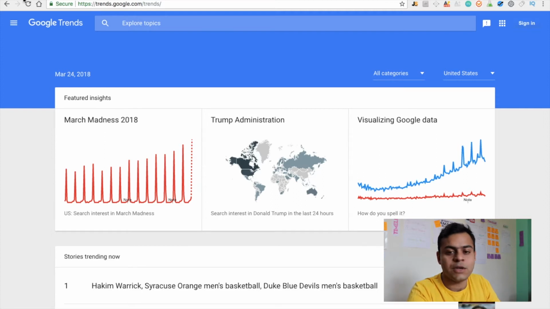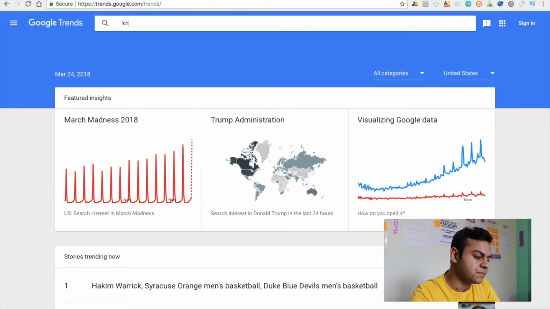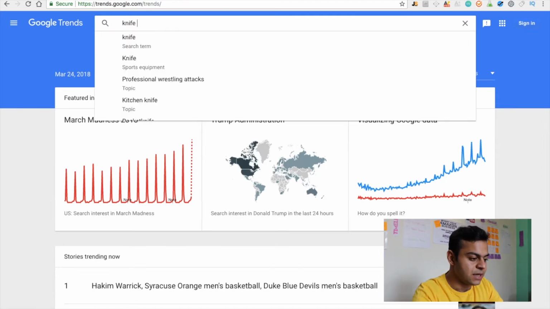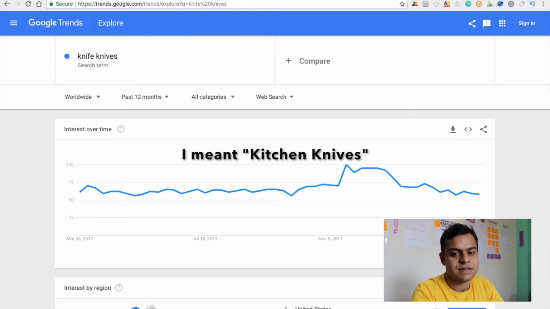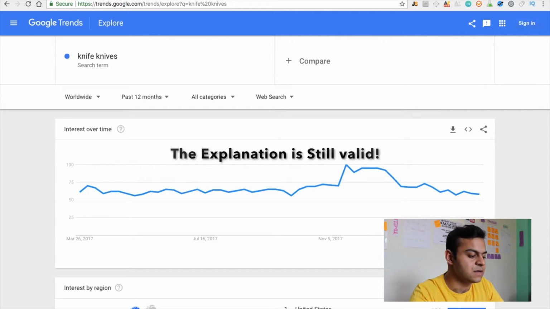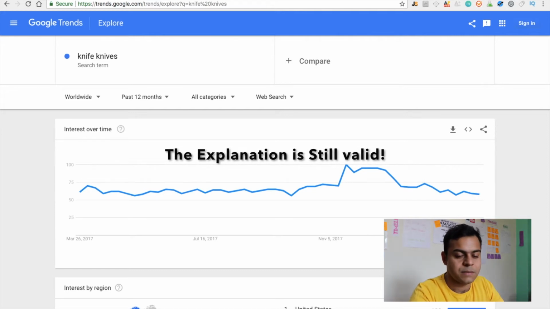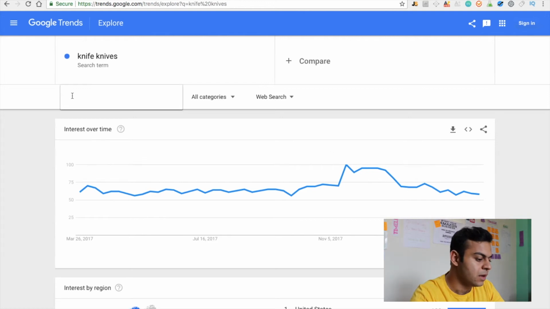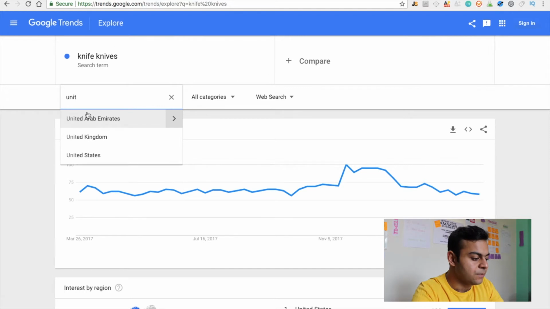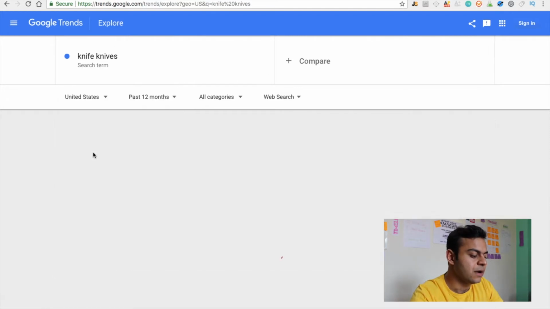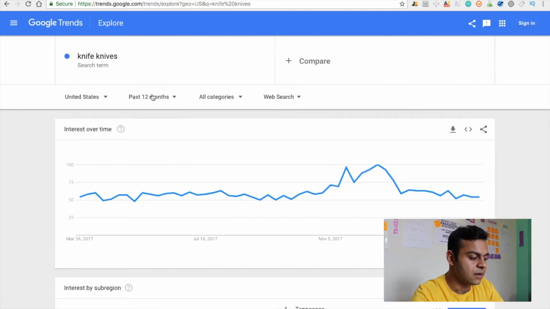So for example, let's say you wanted to sell kitchen knives. Let's go ahead and type in kitchen knives. Let's say that you figured out this product through some other search engine or some other product research or product discovery tool, and considering that you might be selling this on Amazon.com, which is Amazon USA, you should just go ahead and pick United States over here.